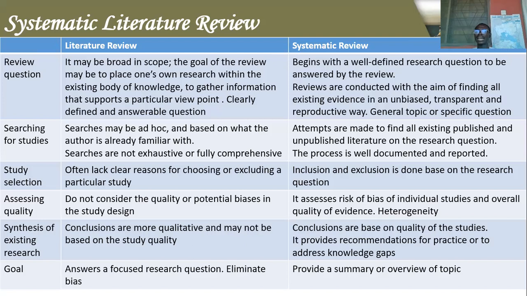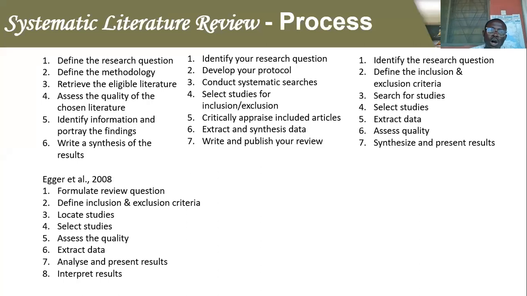So basically, these are the differences that we have between the systematic literature review and the traditional literature review. Then going forward, we want to look at the processes. When you talk about the systematic literature review, as I indicated earlier, it talks about processes. It follows a systematic approach.